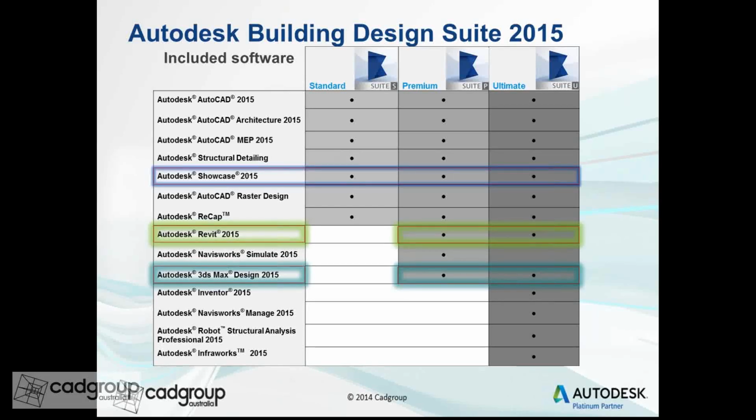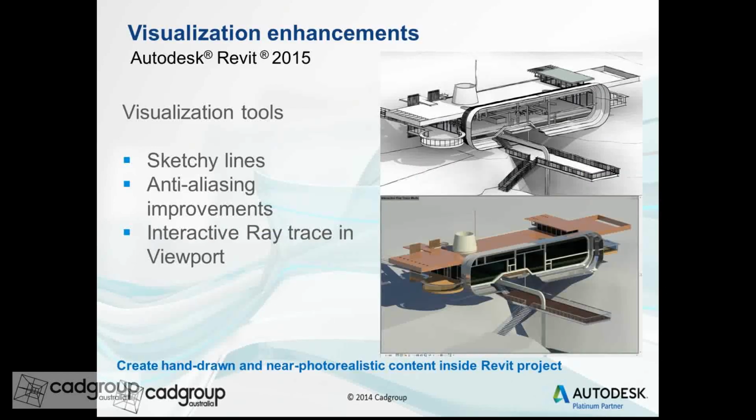The next is Building Design Suite Premium, where there is the software Showcase, and as BIM-based software we have Revit and 3ds Max Design. The top edition of Building Design Suite is Building Design Suite Ultimate, where we have other professional software for structural analysis called Robot Structural Analysis. They have Inventor, as well as InfraWorks 2015.